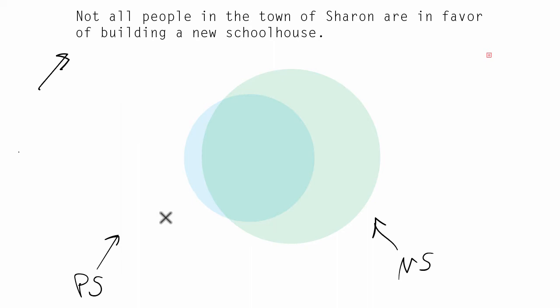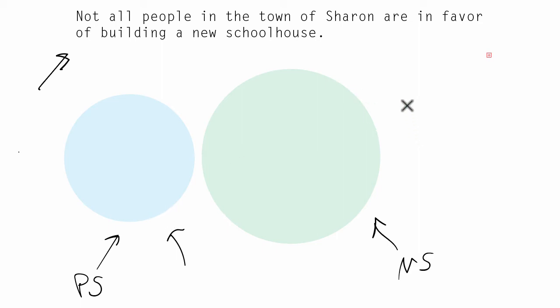So say you had, again, 200 people in town: at least one, and possibly all 200, are not in favor of the schoolhouse. And that's worth paying attention to, too. It could be the case that with this circle, there's just no overlap whatsoever, and no one in the town of Sharon is in favor of building a new schoolhouse.